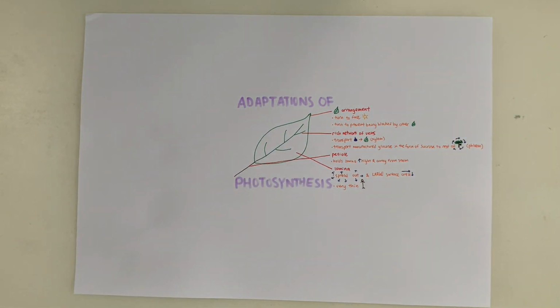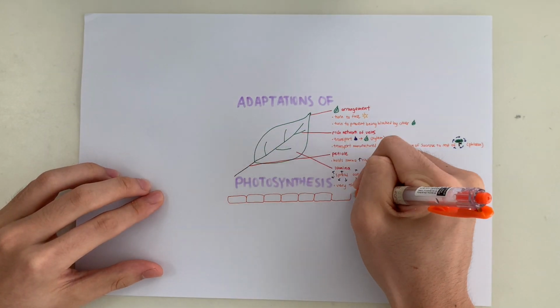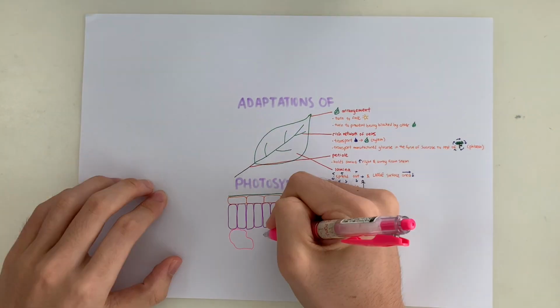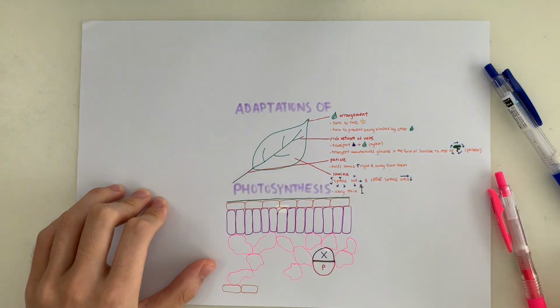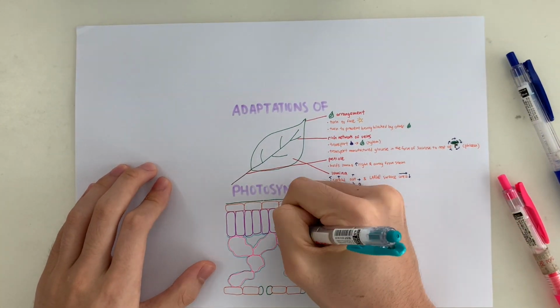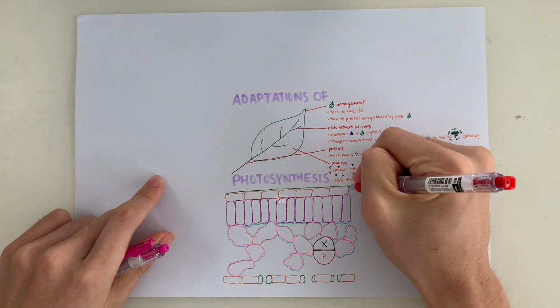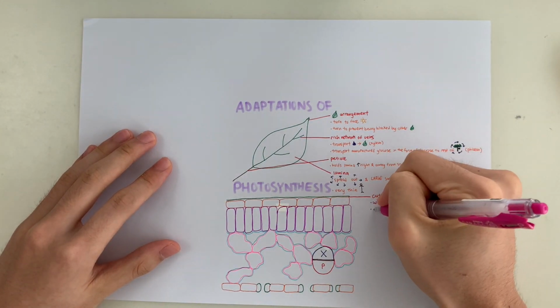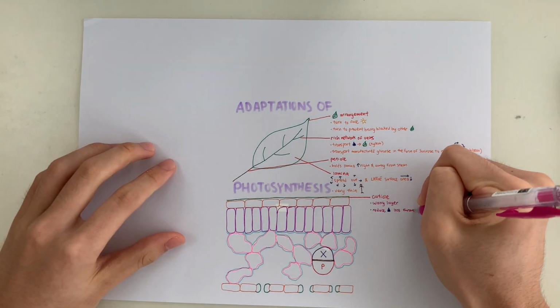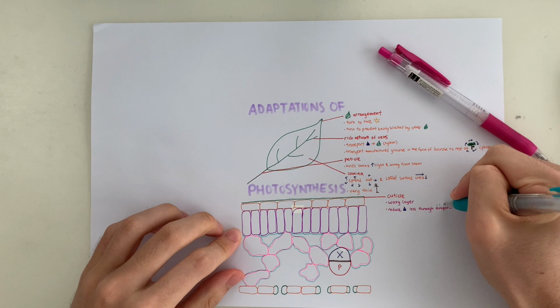To better understand the adaptations of the lamina, we will have to look at its cross-section. There are 6 main features of the cross-section of a leaf that you need to take note of. The first is the cuticle, which is a waxy layer on the surface of the leaf. It reduces water loss from the plant through evaporation.